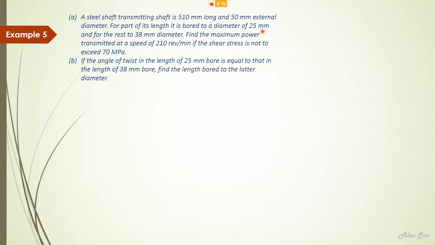One section is 25 mm internal diameter. The other part is 38 mm internal diameter. But the external diameter for both sections is the same, that is 50 mm. And the angle of twist, they say, for both sections is also the same. So they ask us to find the length bored to the later diameter. That means we have to find the length for the 38 mm or the 25 mm. Once you find the length for the 38 mm, of course, you can find the length for the 25 mm bore.